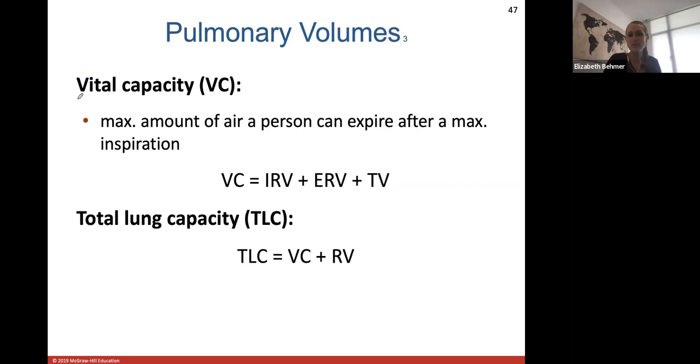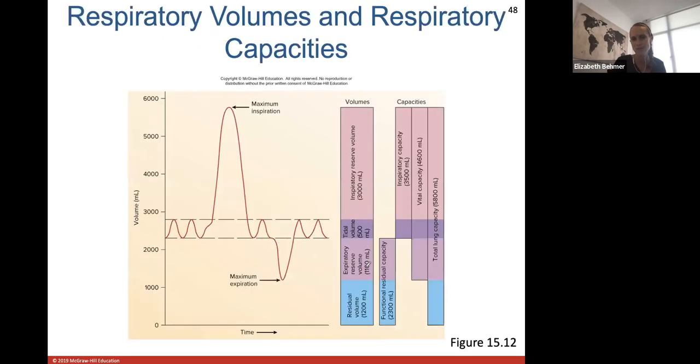Then we can measure someone's vital capacity, which is the maximum amount of air a person can expire or exhale after a maximum inspiration. So it's taking your tidal volume, which is quiet breathing, plus the extra volume you can exhale, expiratory reserve volume, plus anything extra you can inhale, the inspiratory reserve volume. And that gets us your vital capacity. The total lung capacity is simple then. It just takes the vital capacity plus anything residual left in your lungs to get our total lung capacity.